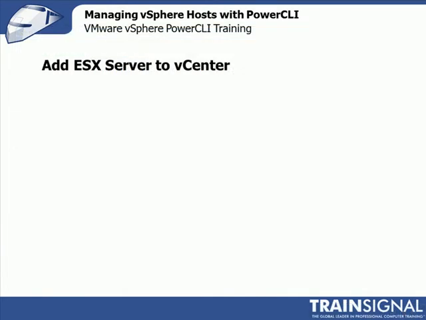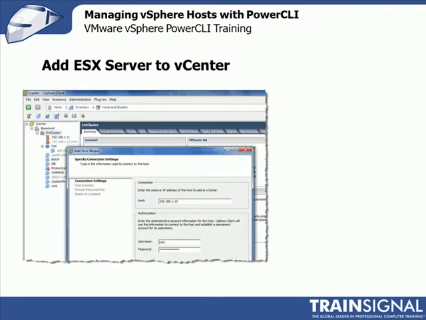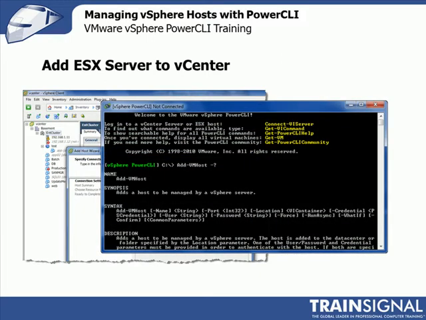Now we're going to talk about how to add an ESX server to vCenter. Obviously, this is going to be one of the first things that you do once you've got a new vSphere server set up. Here's a screenshot of how you can add an ESX server to vCenter. You've probably done this before using the Add Host wizard. You just supply a host name, username, password, that sort of thing, and hit next, and it's really not a whole lot to it. To do this in PowerCLI, you're going to use the Add-VMHost cmdlet.